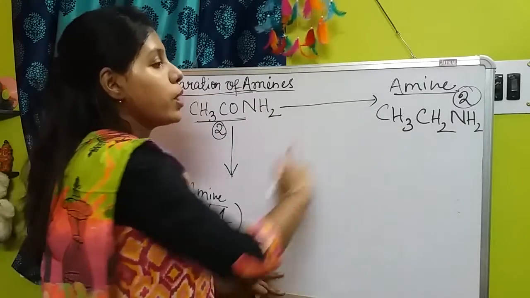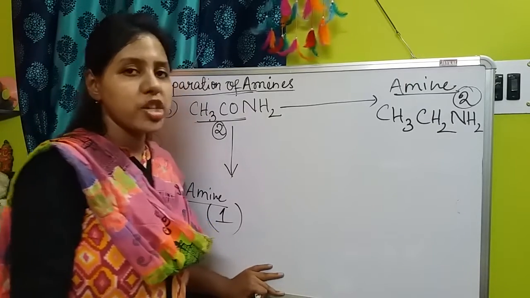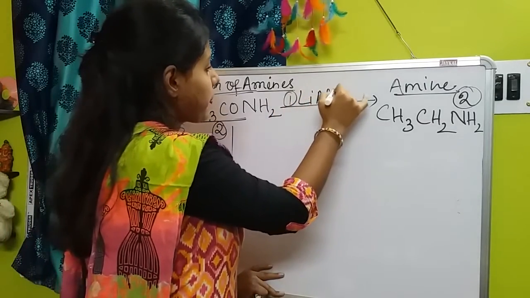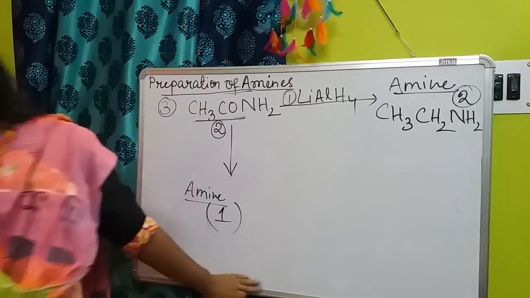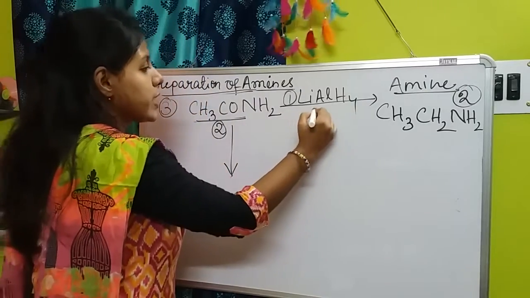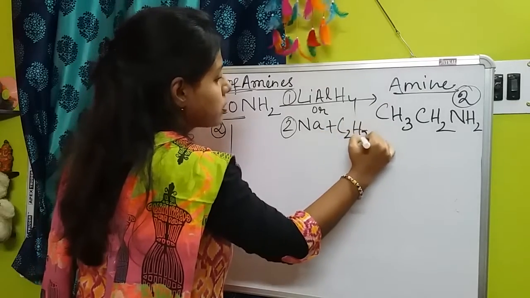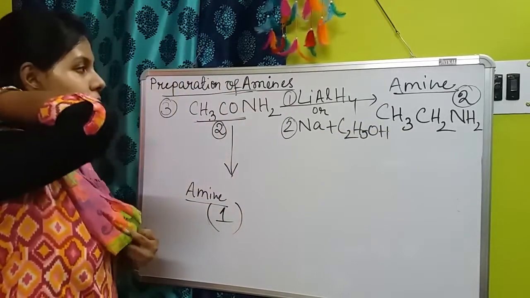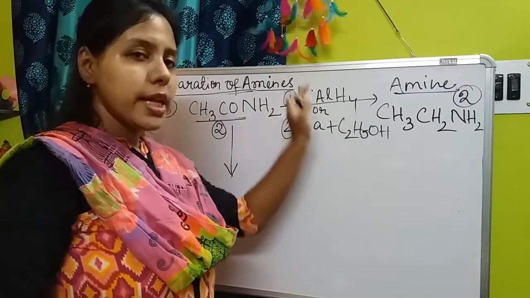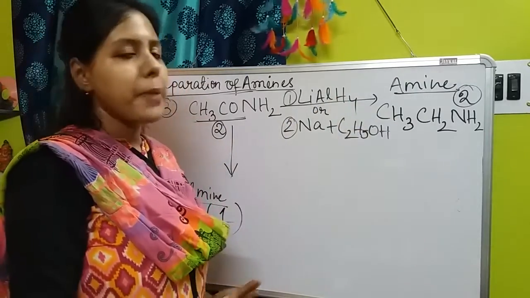So this oxygen should be removed, and in place of this oxygen 2 hydrogens should come in. That means there will be again a reduction reaction. So again we have to use reducing agents for this reduction purpose. We could use lithium aluminium hydride, or sodium in presence of ethanol. Okay, lithium aluminium hydride or sodium in presence of ethanol. These two could be used here for reducing this compound into the primary amine.